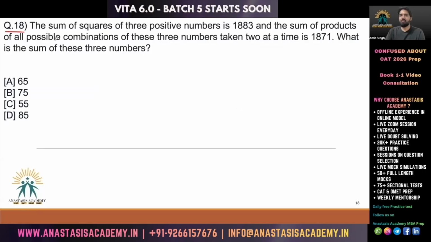Let's look at this question now. The sum of squares of three positive numbers is 1883, and the sum of products of all possible combinations of these three numbers taken two at a time is 1871. What is the sum of these three numbers?